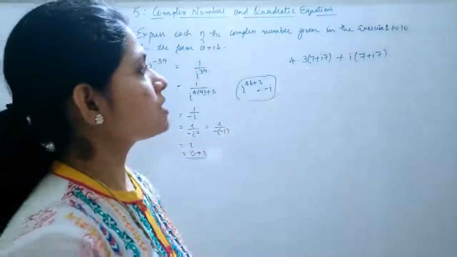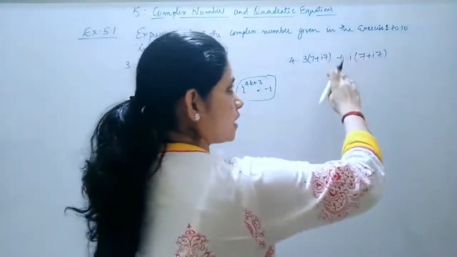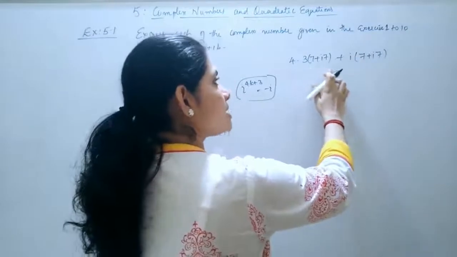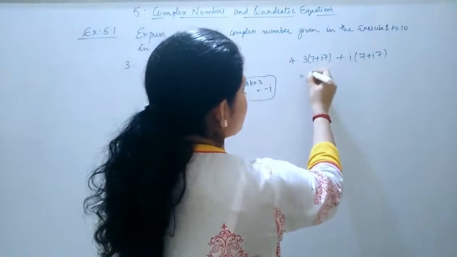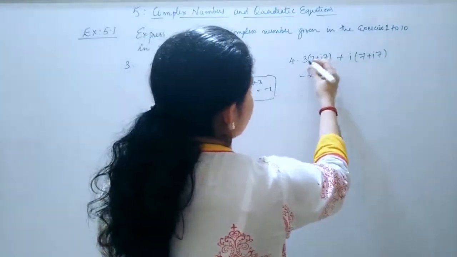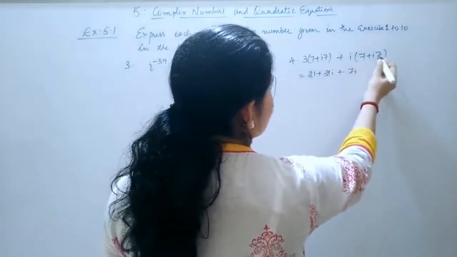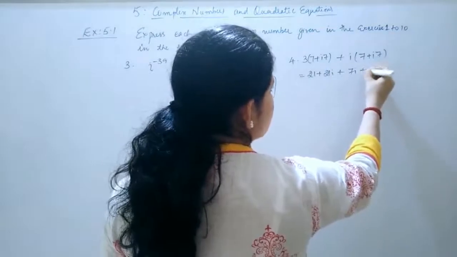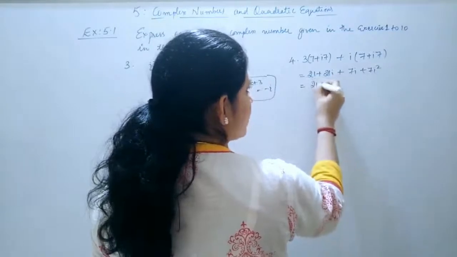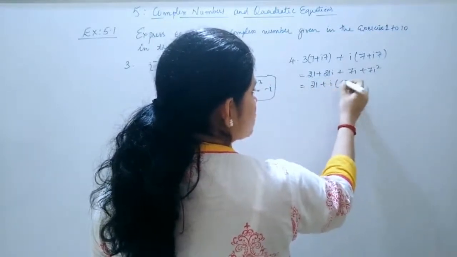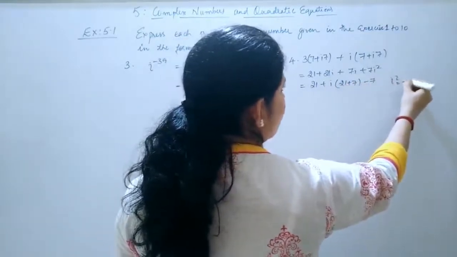The fourth question is 3 into 7 plus i7 plus i into 7 plus i7. Either you can take out 7 plus i7 as common, so it becomes 7 plus i7 into 3 plus i and then expand, or else directly expand the bracket so that you get 3 into 7 as 21, plus 3 into 7 again 21i, plus 7i, plus i into i, which is i square, and that will give you minus 1.